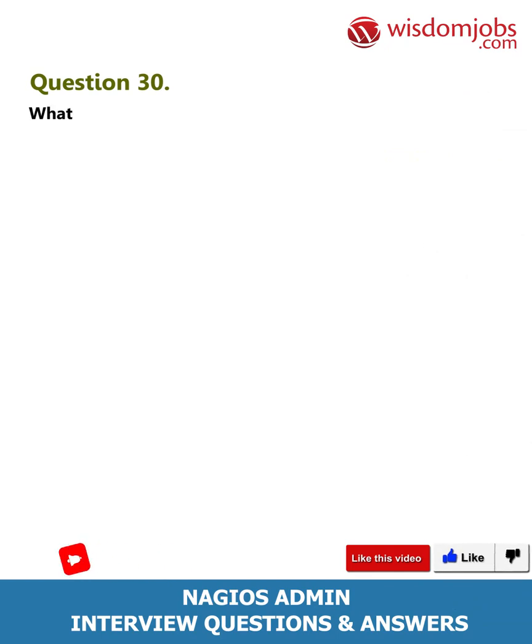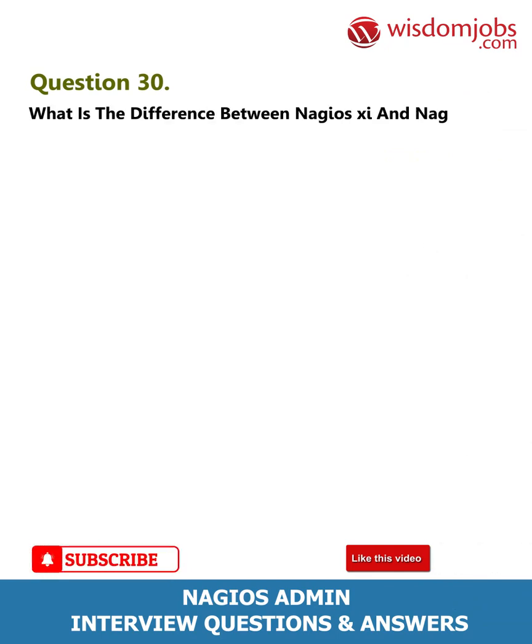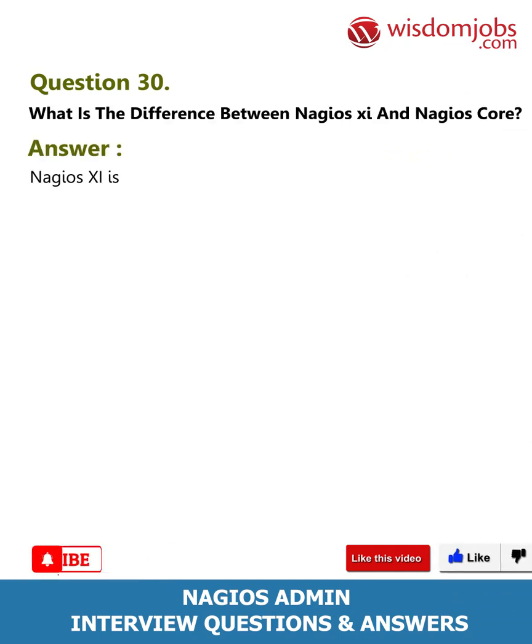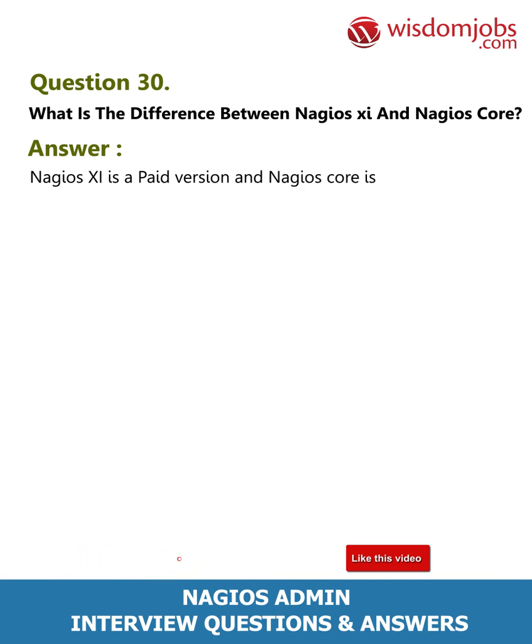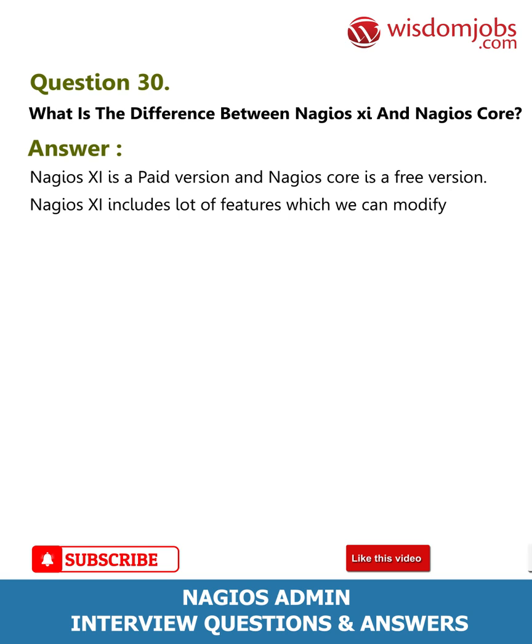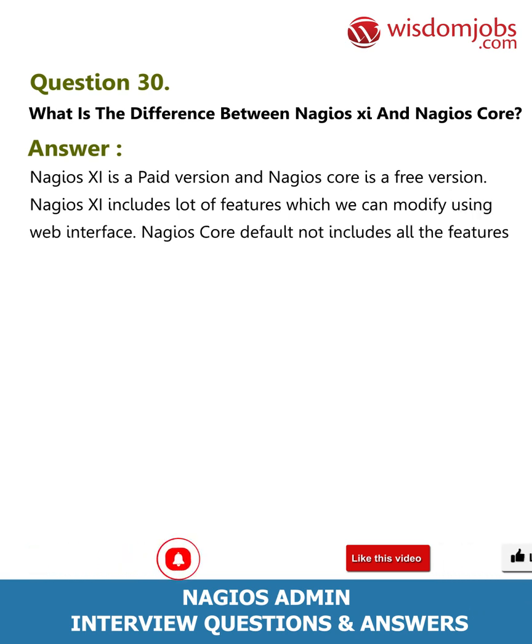Question 30. What is the difference between Nagios XI and Nagios Core? Answer. Nagios XI is a paid version and Nagios Core is a free version. Nagios XI includes a lot of features which we can modify using the web interface. Nagios Core by default does not include all the features; we have to implement them by installing plugins.